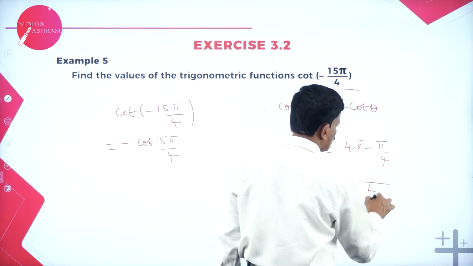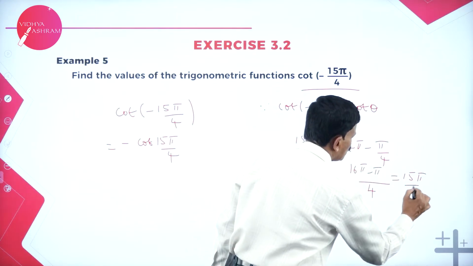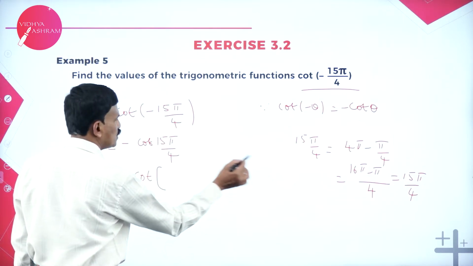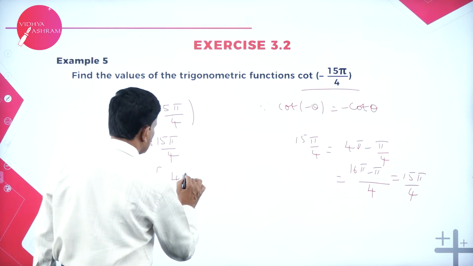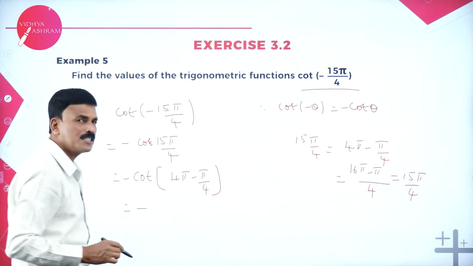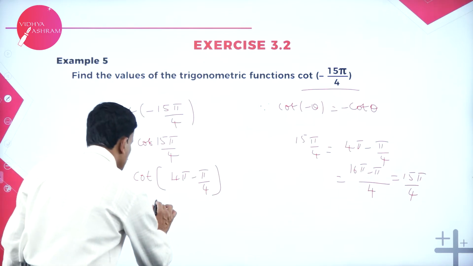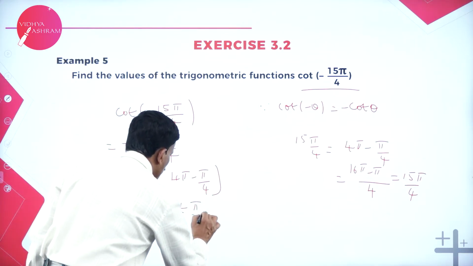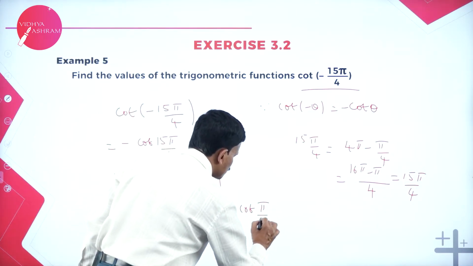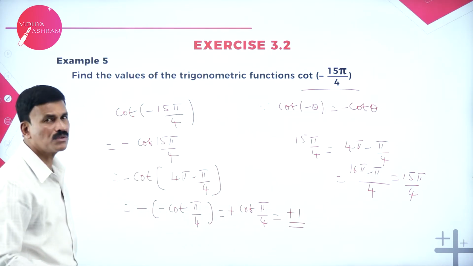See here, take LCM, 4 is the LCM, 4 4s are 16 pi minus 1 pi is 15 pi by 4. So, this can be written as minus cot of 4 pi minus pi by 4. Now I will keep this negative sign as it is. Since cot of 4 into 180 minus theta is equal to minus cot theta itself, we get minus cot pi by 4. So this becomes minus into minus, plus cot 45 degrees. What is cot 45? Cot 45 is equal to 1. That's it. The simplified answer is plus 1.